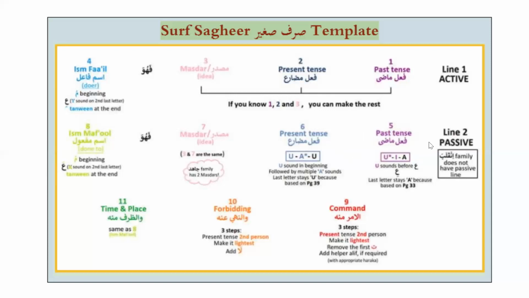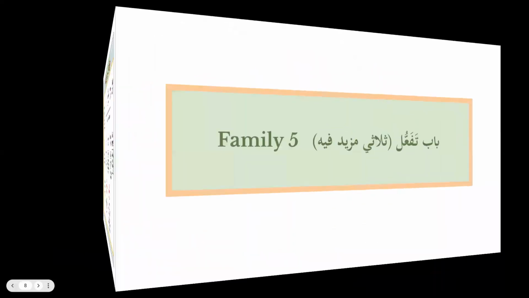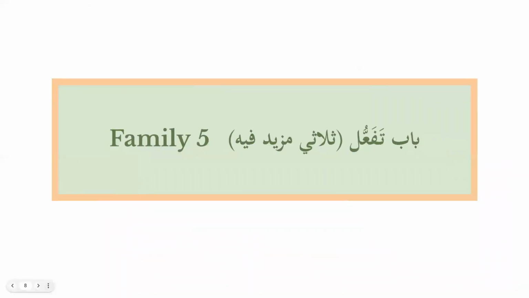In the third line we have the commanding word from the same root letters, and forbidding, which is nahi. Commanding is amr, and then zarf. Zarf means the time and place of that action. Zarf zaman is the time when the action takes place, and zarf makan is the place where the action takes place. So this is the template we follow.